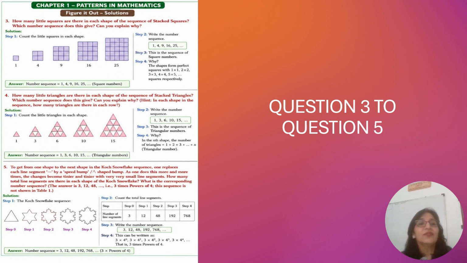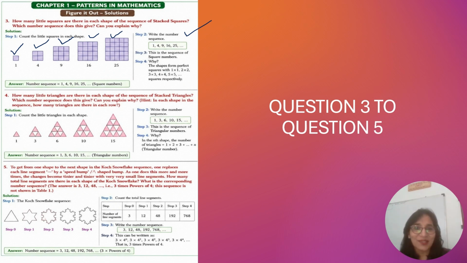So let's see. You need to count the little squares in each shape. So how many squares do we have here? 1. Here 4. Here 9. Then you have 16. Then you have 25. So write the number in the sequence. So how many squares? 1, 4, 9, 16 and 25.